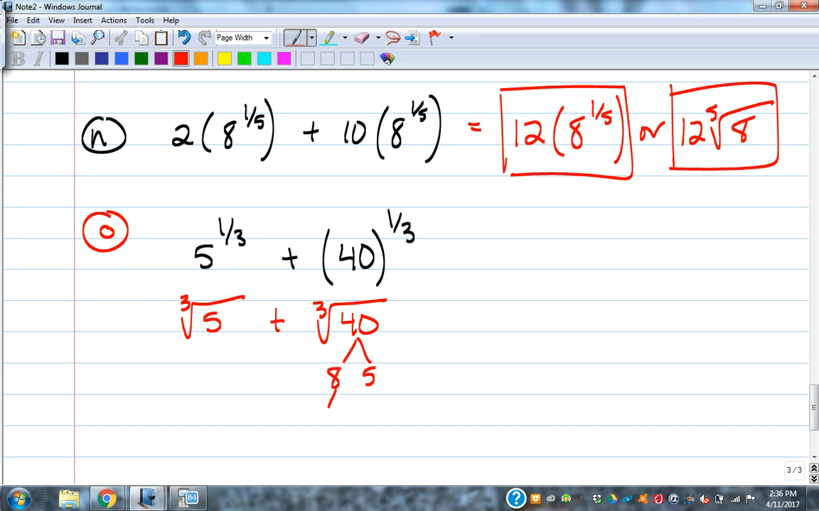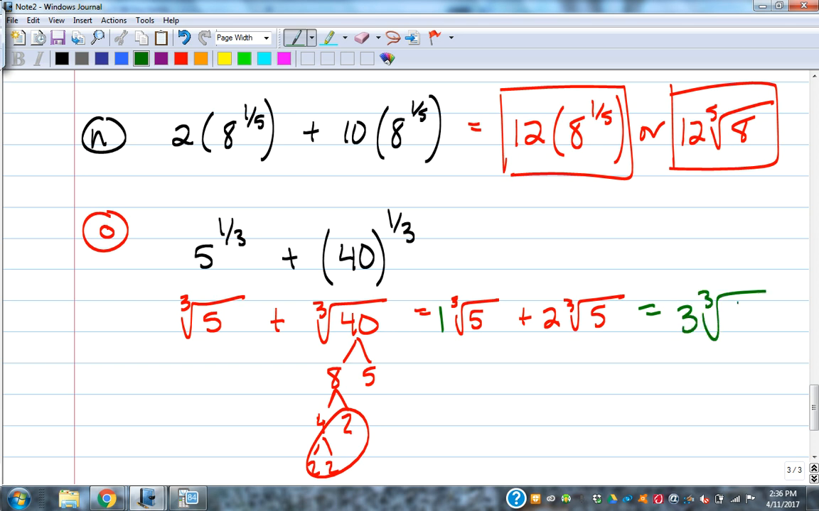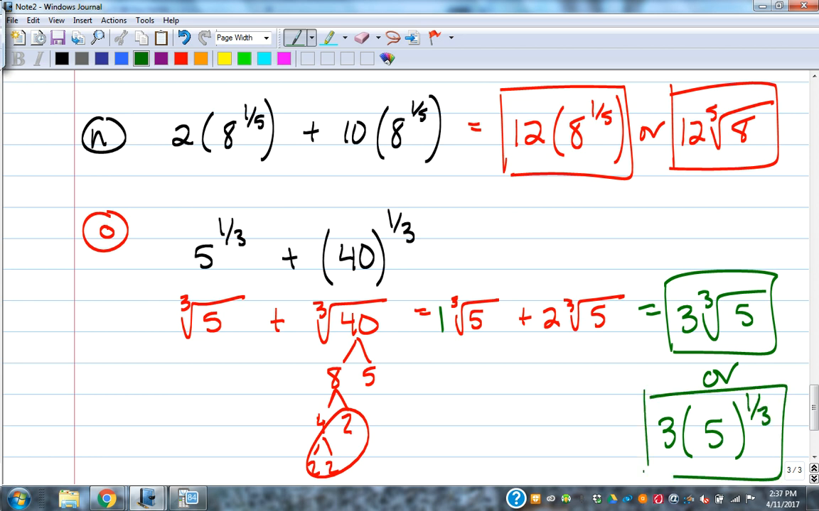40 breaks down, though, into 8 and 5, 4 and 2, 2 and 2. So there's 3 2's. So this is really the cube root of 5 plus 2 cube root of 5, which ends up being, there's a 1 there, 3 cube root of 5. How else could that be written? Three times what? Think about example N, how it's written. The third root of 5 is 5 to the 1/3. Be able to bounce back and forth in what form it's written in. That's where we really understand, if you understand what's going on, is bouncing back and forth between the notation.